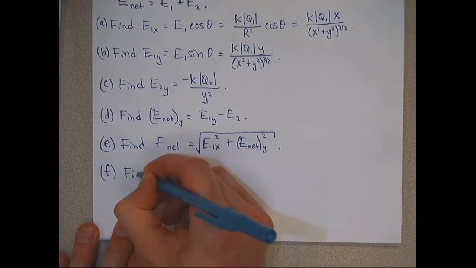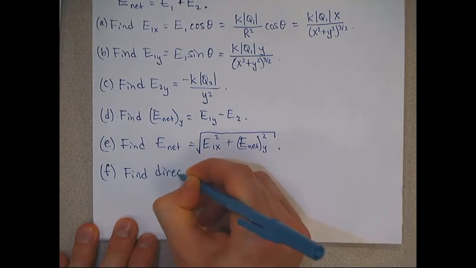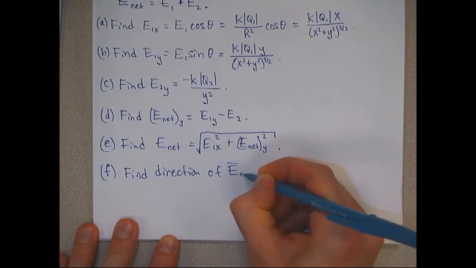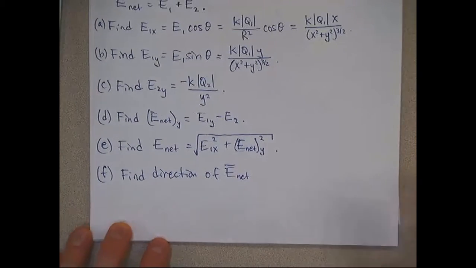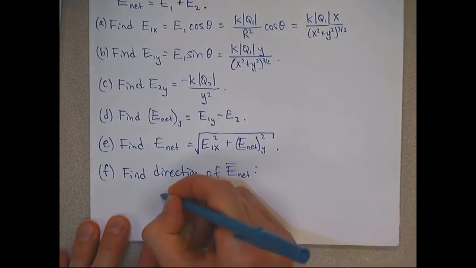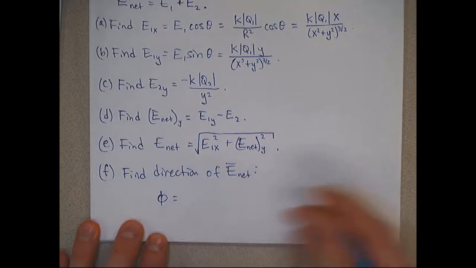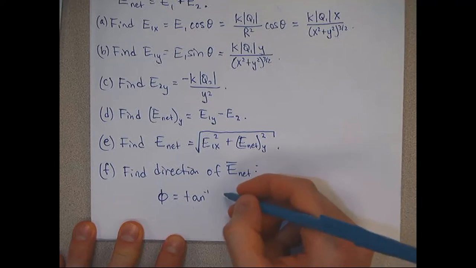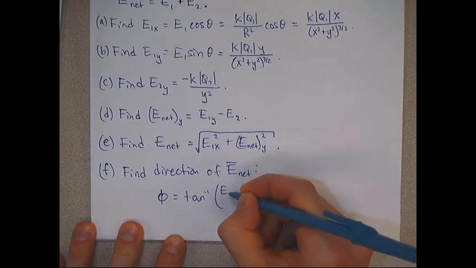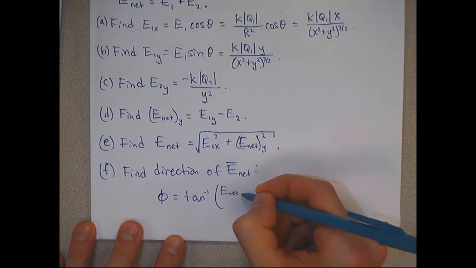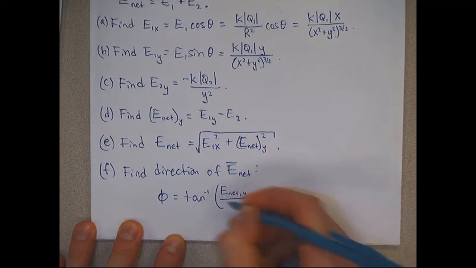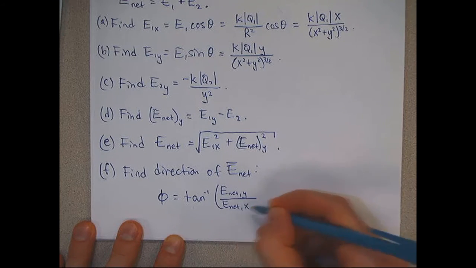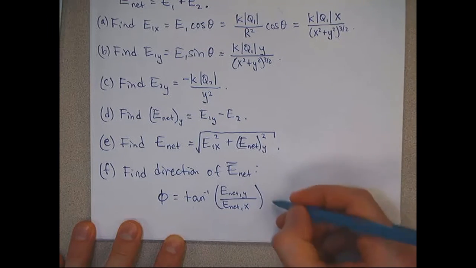And if we want to find the direction of the vector net electric field, I won't use theta, I'll call it a new angle phi. That's the inverse tangent of the net electric field y component over the net electric field x component. It's just E1x.